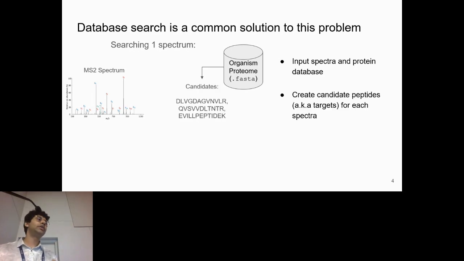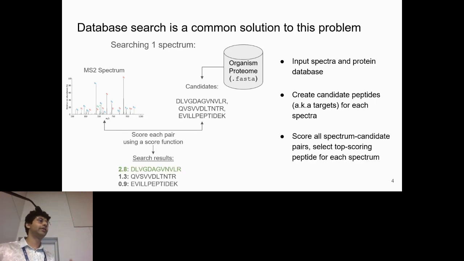And using that proteome, we generate some candidates, which are chosen with their mass to charge ratio within a certain window of the precursor for that spectrum. So here are some examples, from this organism proteome, some peptides that came out as candidates: DLV, QVS, and evil peptide K. After this smart filtering we've done, we score them further to figure out which of these peptides most likely generated this spectrum.